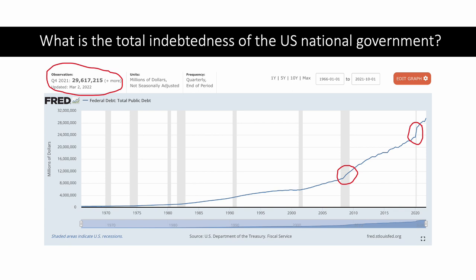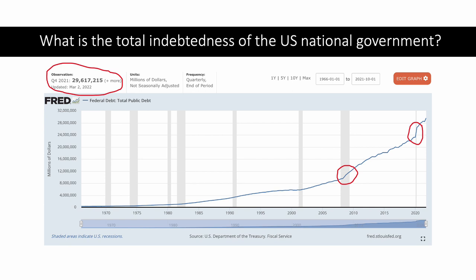Now, notice how the deficit shot up in the last two recessions. You see the Great Recession? You see how the indebtedness shot up? We borrowed money to stimulate the economy to get the economy out of the recession. Same thing happened in the COVID-induced recession. That is the second one that's circled.